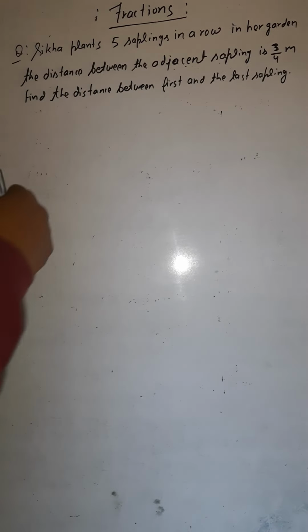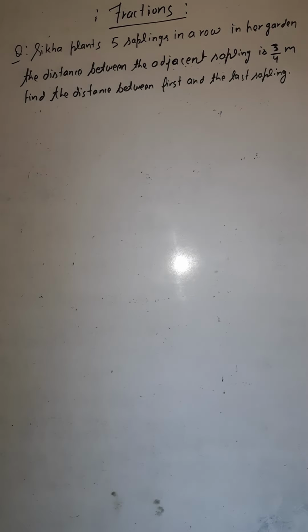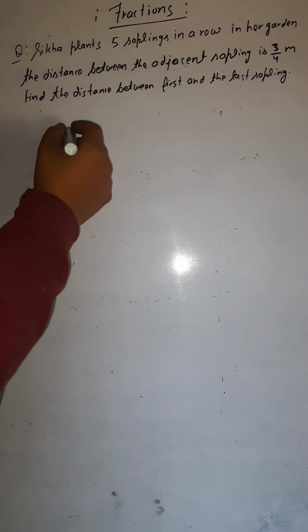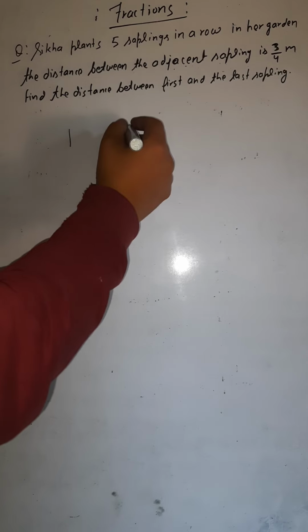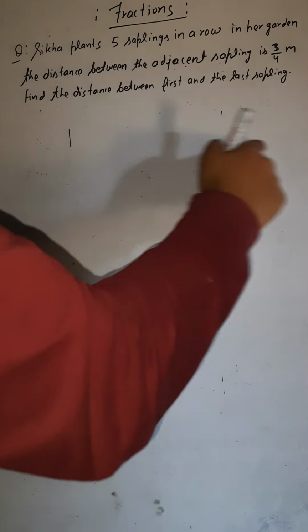Now, this is the question which I have written on the board. This is the next question. The question is: Sikha plants 5 saplings in a row. Means in a row Sikha is planting how many saplings? Let's say she is planting 5 saplings. Let's say the first sapling is planted here, the second sapling here. Now she is planting 5 saplings in a row in her garden.